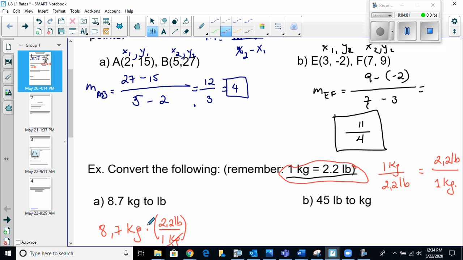So kilograms are cancelled, and the result will be whatever is in your calculator, 8.7 multiplied by 2.2, and this is 19.14 pounds.